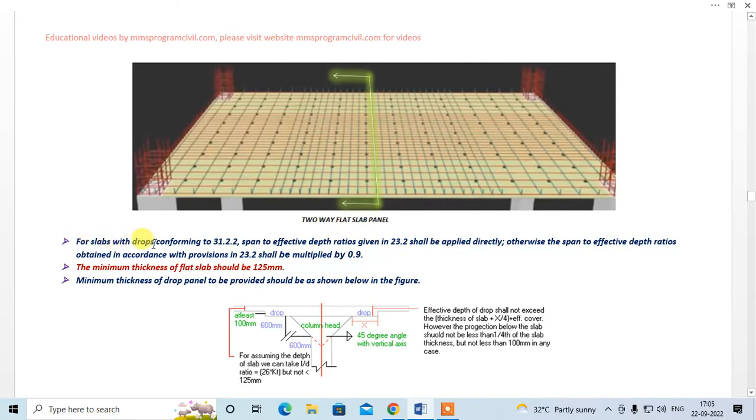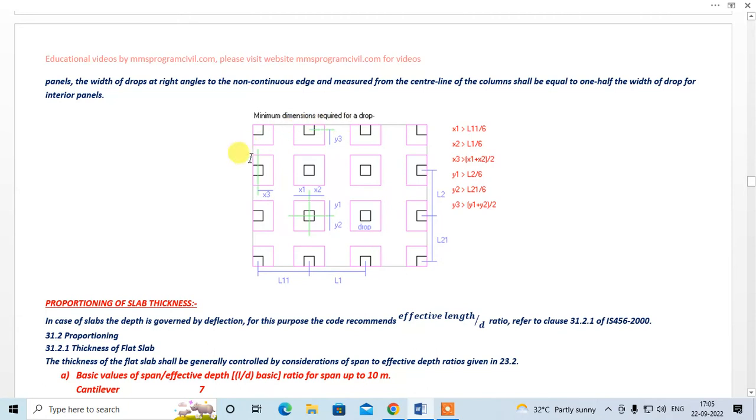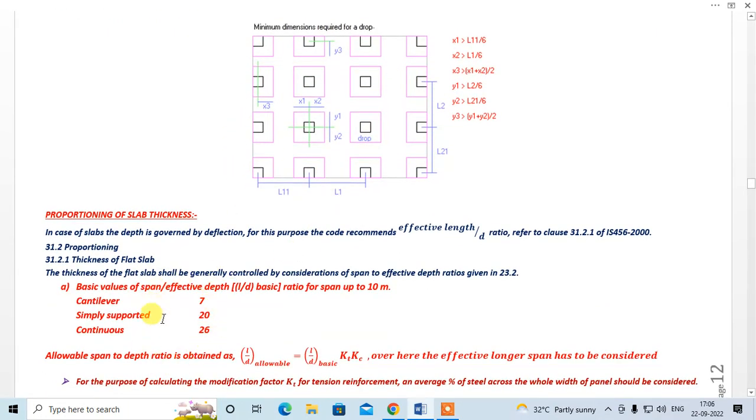For slabs with drop conforming to 31.2.2, the span to effective depth ratio given in 23.2 shall be applied directly. Otherwise, the span to effective depth ratio obtained in accordance with the provisions in 23.2 shall be multiplied by 0.9. Okay, so the code says that if you are following these rules and regulations, then you can use these values.